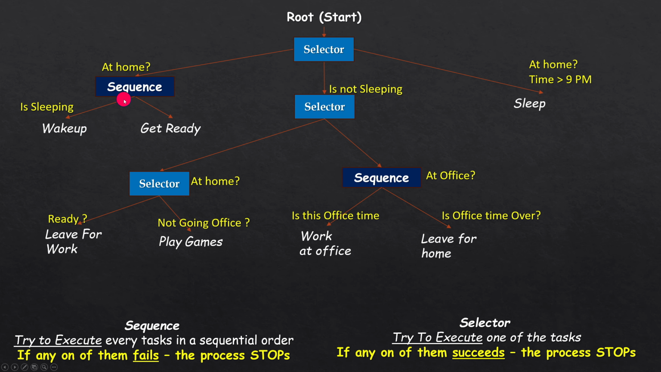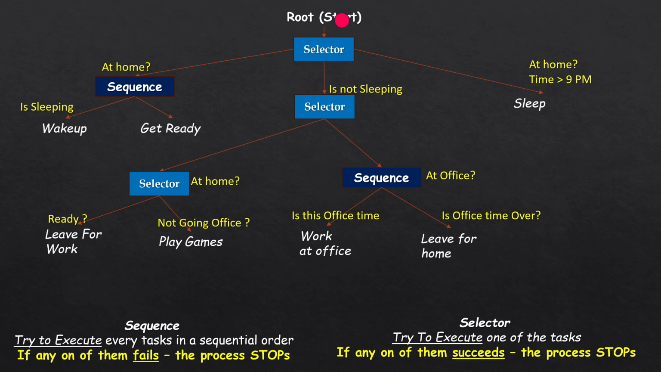Sequence will say, okay, let's go further. We have a get ready. Let's execute it. You are ready now. So the character is ready and the sequence will say, okay, I executed all of my tasks successfully. So I'll give a green signal. Selector will say, okay, I'm done. I got one successful. So I'll go back to root and the game ends.